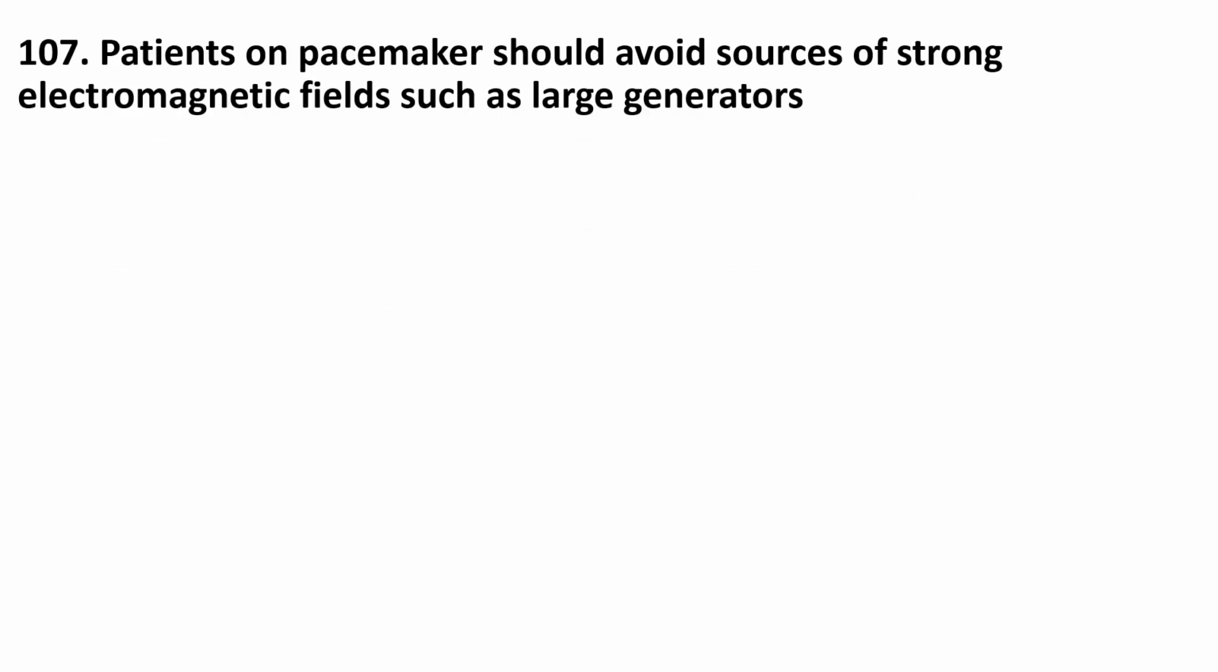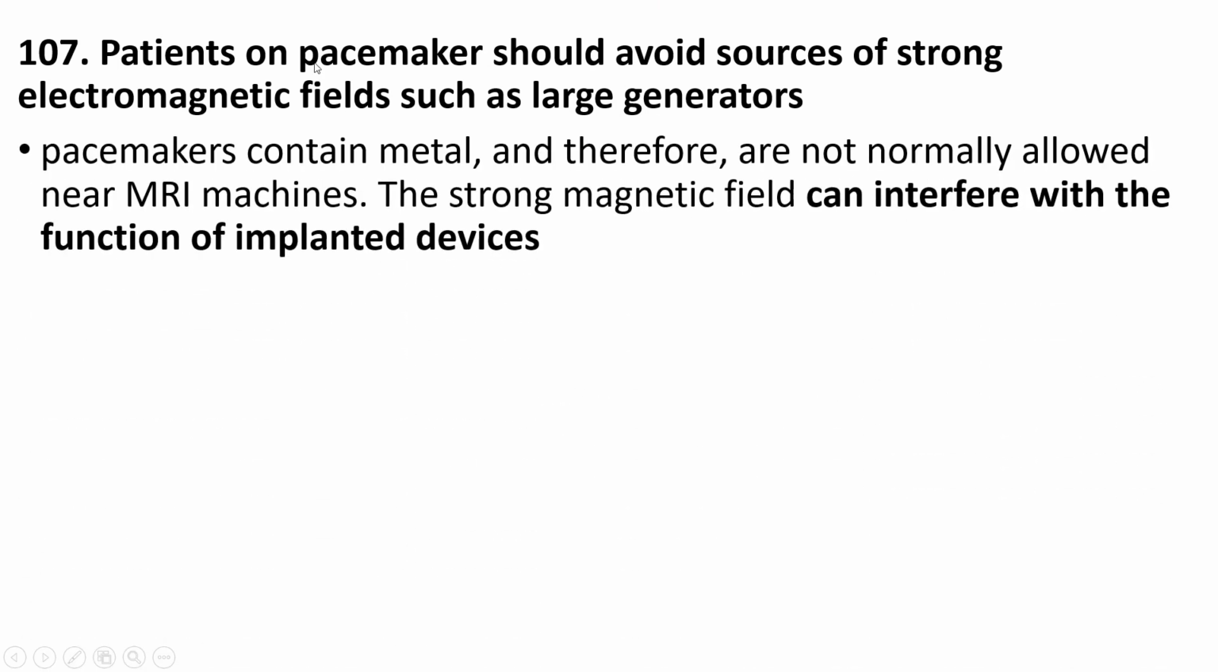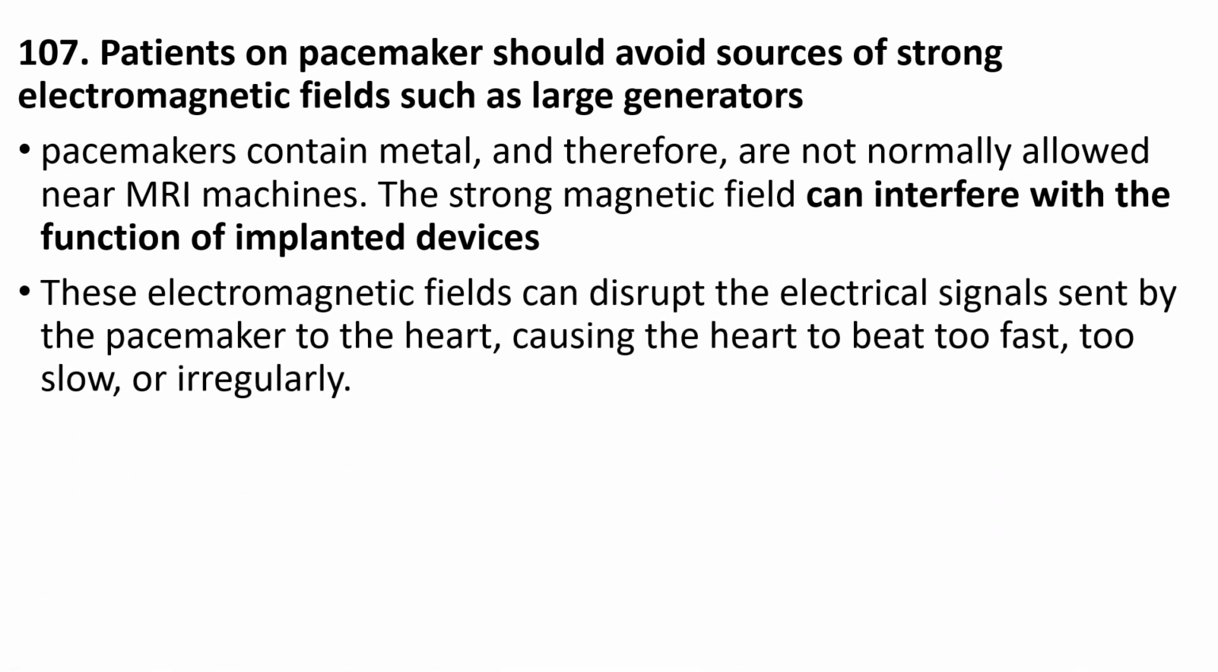The next question: the patient on a pacemaker should avoid sources of strong electromagnetic fields such as large generators. Why? Pacemakers contain metal and therefore they are not normally allowed near MRI machines or large generators. Strong magnetic fields from these large generators can interfere with the function of implanted devices, that is the pacemaker. This electromagnetic field can disrupt the electrical signals sent by the pacemaker to the heart, causing the heartbeat to be too fast, too slow or irregular.